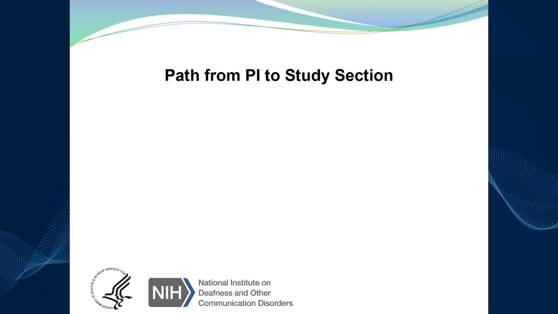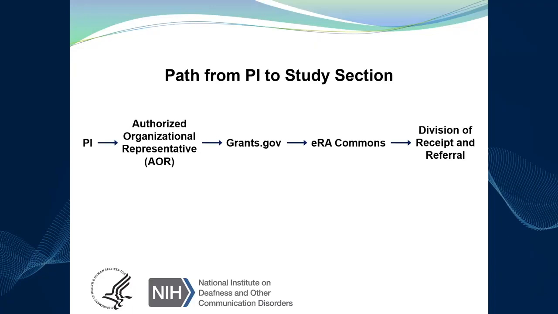So what happens after you submit your application? You, as the PI, submit your application to an authorized organizational representative, or AOR, in your grants office. That person will route your application to grants.gov, which is a large central clearinghouse for grants submitted to a number of federal agencies, including the NIH. From there, your application is routed to eRA Commons, which is the online system which manages the NIH review of grant applications.